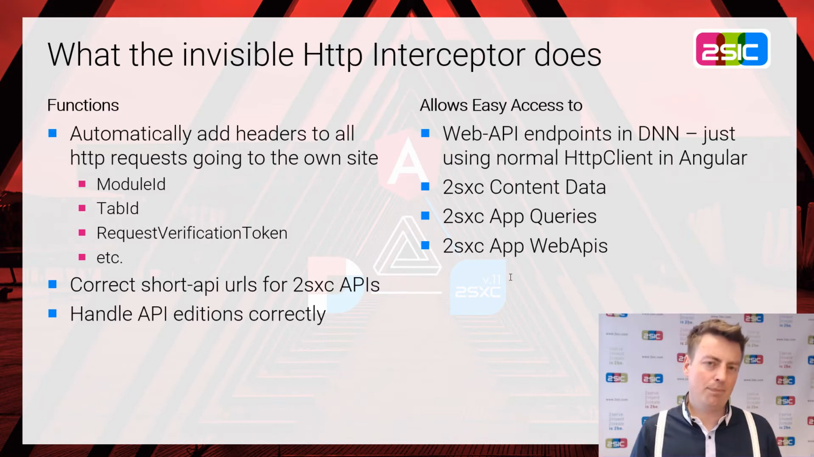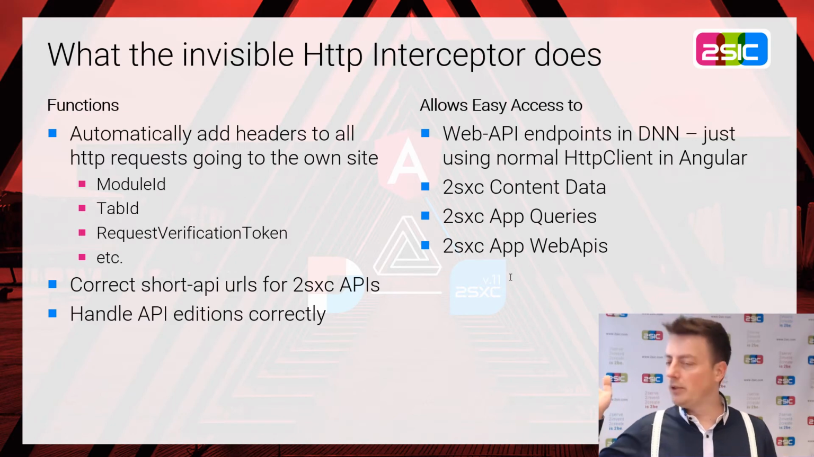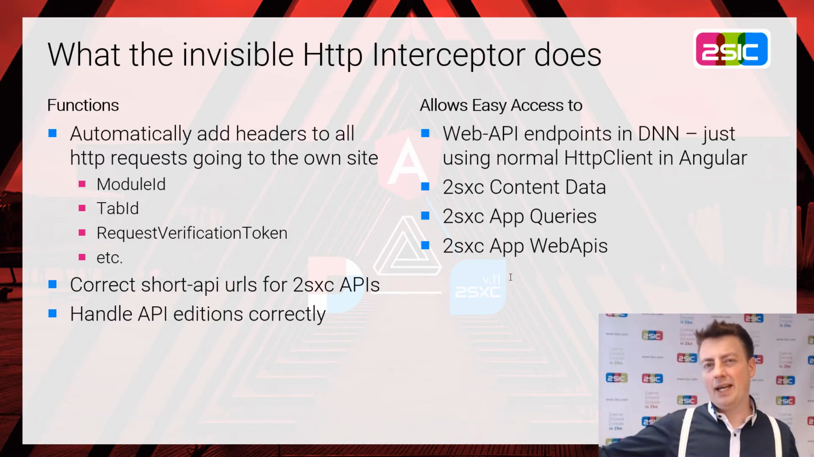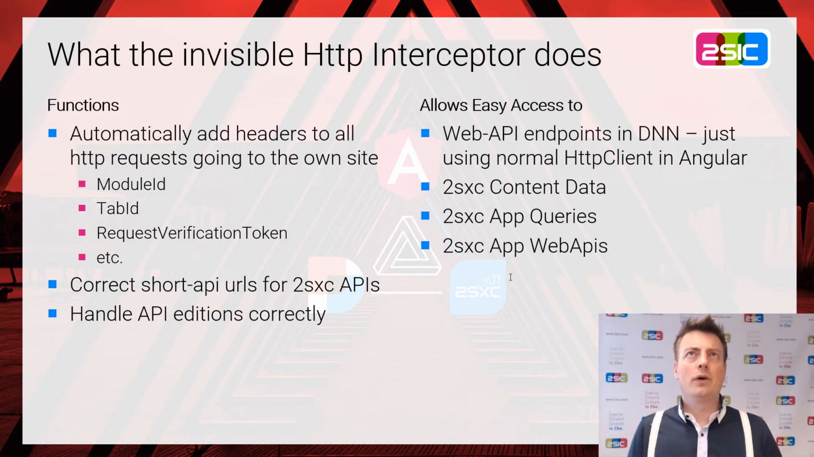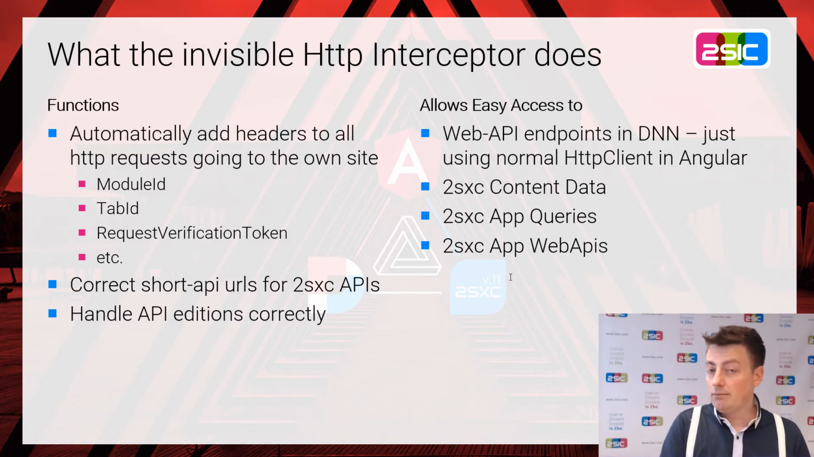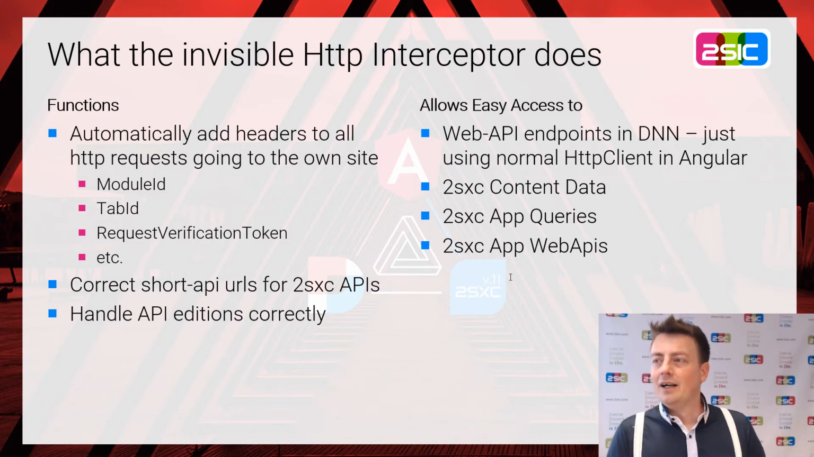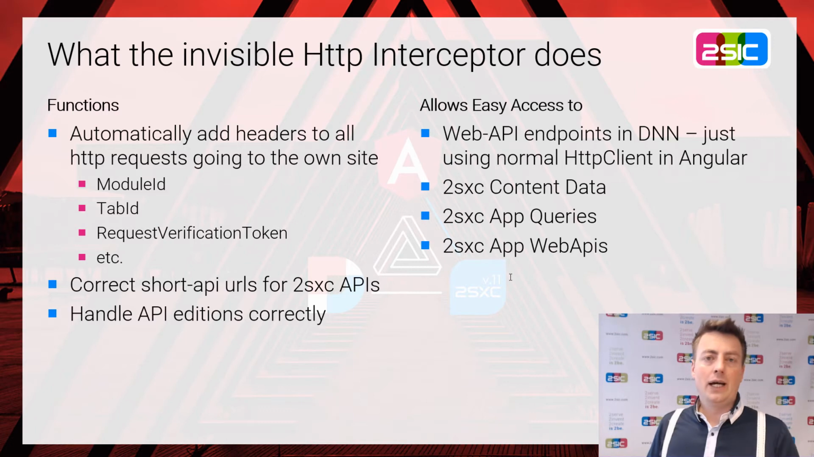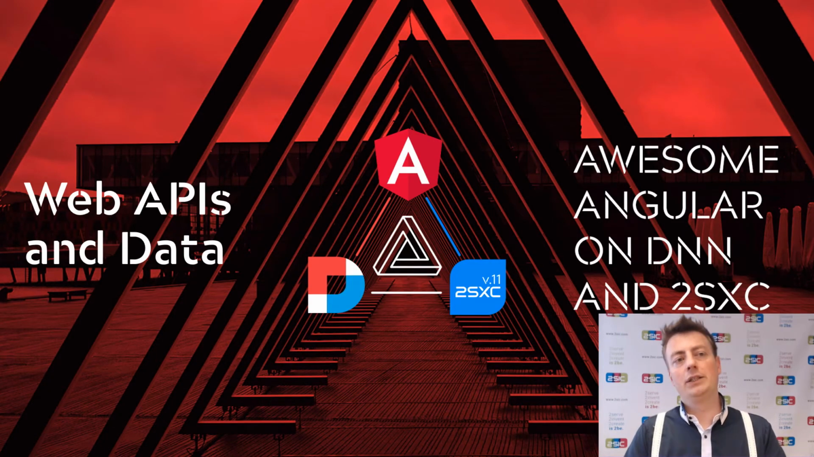It's going to set all these headers. It's also going to catch paths, like if you're just accessing app/content/blog post/75, it's going to expand it to the full path which you currently need based on the DNN that you're on. So it's going to do all of that correctly. And if you have custom APIs with a different path, it's going to do all of that automatically too. So it's pretty cool. That'll make it easy for you to access content data, queries, and web APIs, which we'll look at next. Because that's what we're going to check out right now.